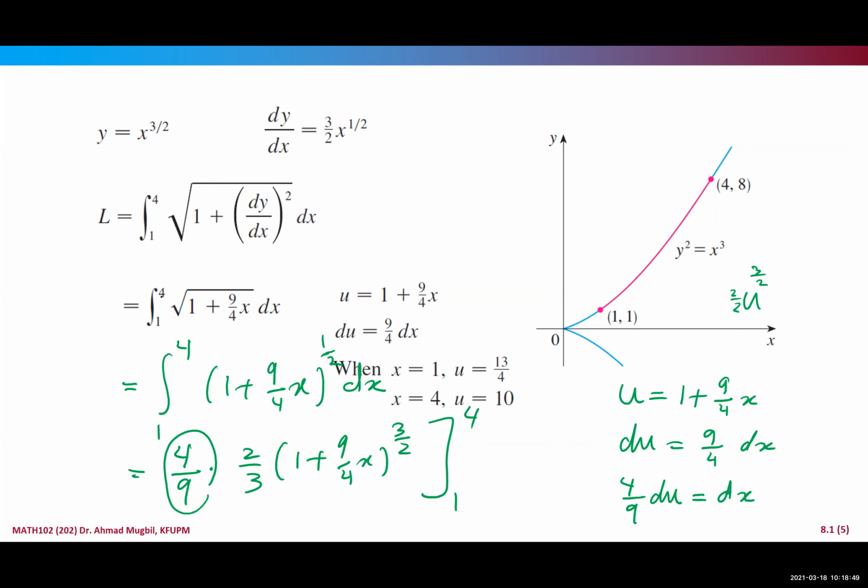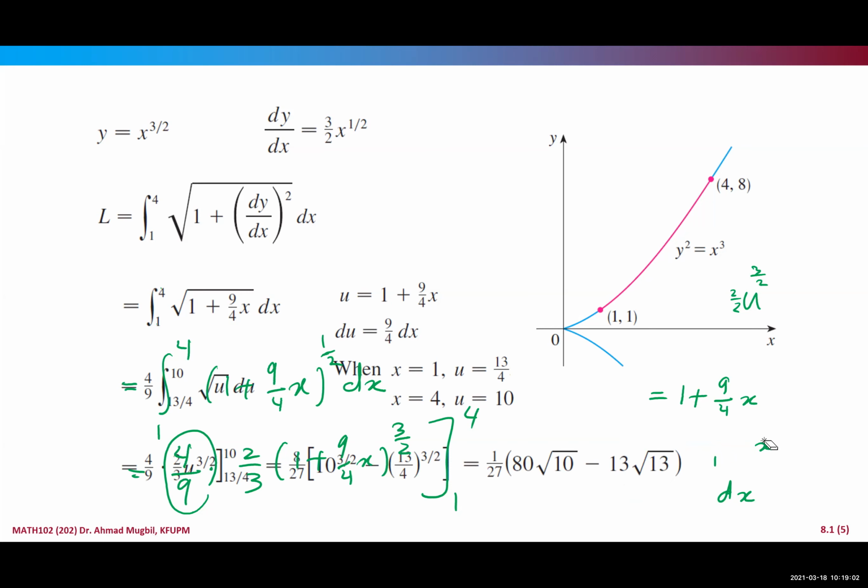You need also to change the limits of the integral. So here is what you need to be careful about. And of course, guys, you need to know how to calculate that. It is just the upper minus the lower. This is the final answer. You can approximate it if you want to use a calculator. So the length of this line or this arc is about 7.6 units.